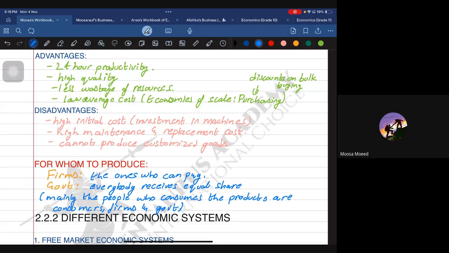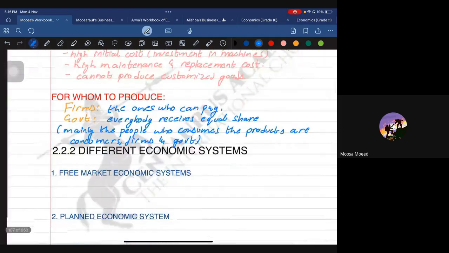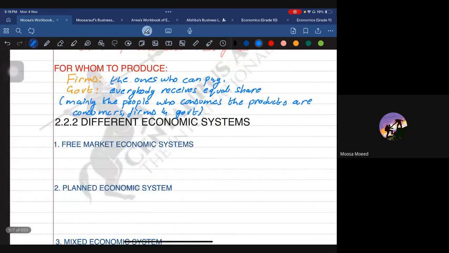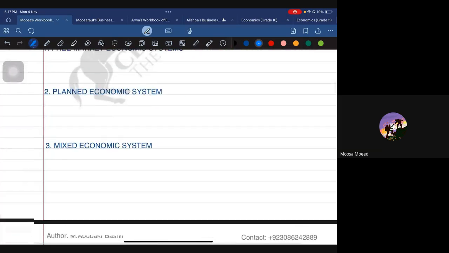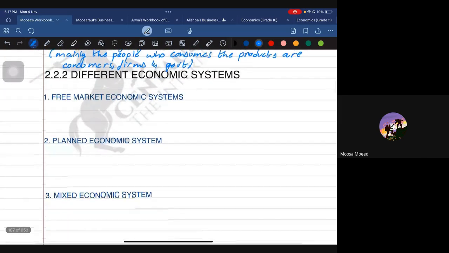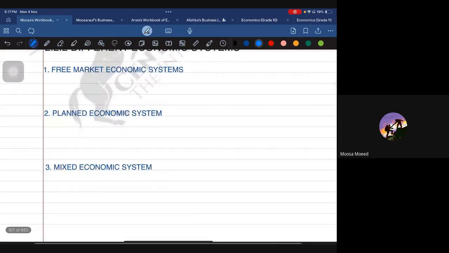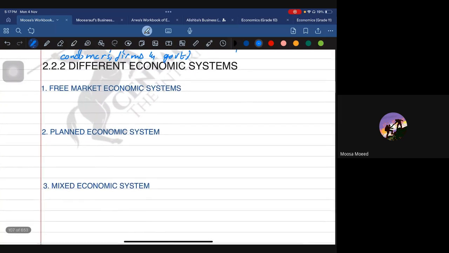Now, the next part that we have is the different economic systems. We are going to just do a bit of a start of this, not going to do the table. Let's just see if we have time left to do the table as well. Okay. So, different economic systems.